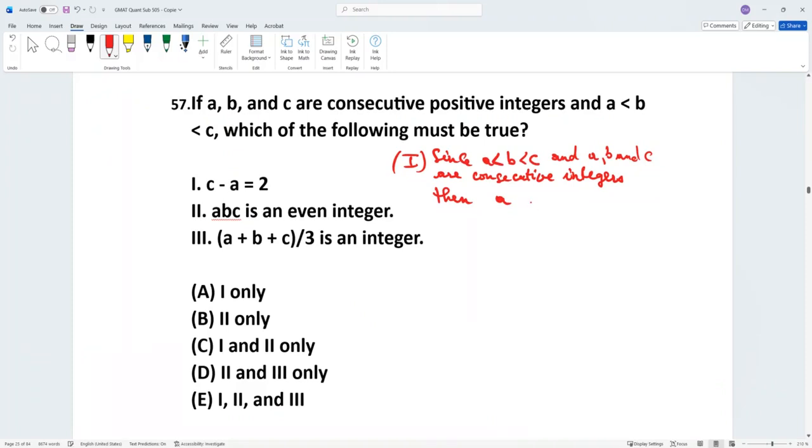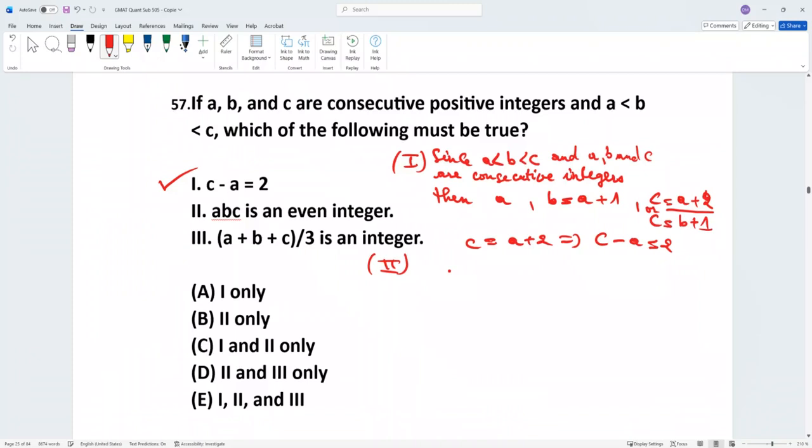Normally we have A, and then B is going to be equal to A plus 1, and then C is equal to A plus 2, like this. Or C is equal to B plus 1. But since B plus 1 is A plus 1, it gives us this. So if we take C equal to A plus 2, that leads to C minus A being equal to 2. This is true.